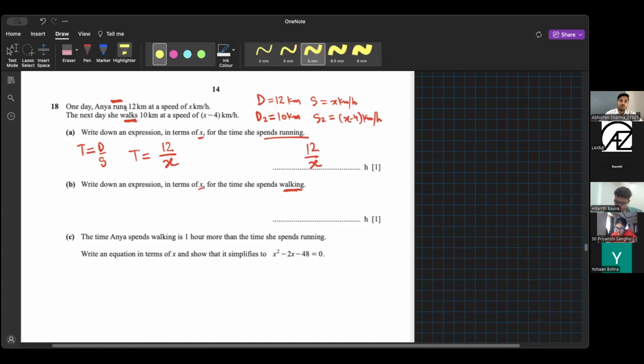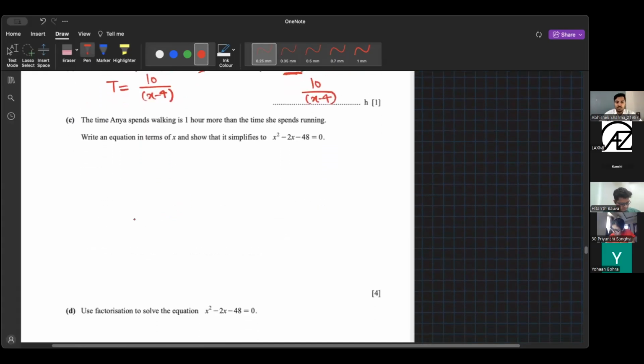So we have to check only for the time duration that she walks. So the time is equal to distance upon speed. Again, distance is 10 kilometers upon speed, that is x minus 4. So the answer is 10 upon x minus 4 hours. Clear? Now, moving on to the third part, C.